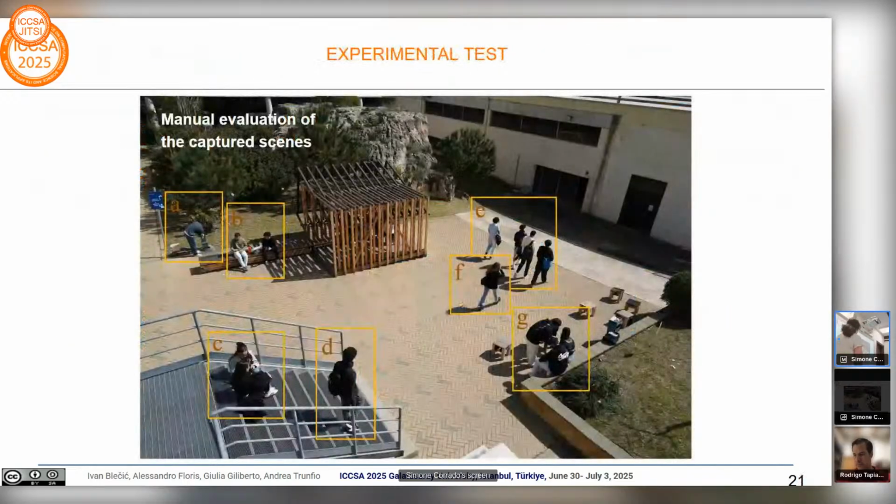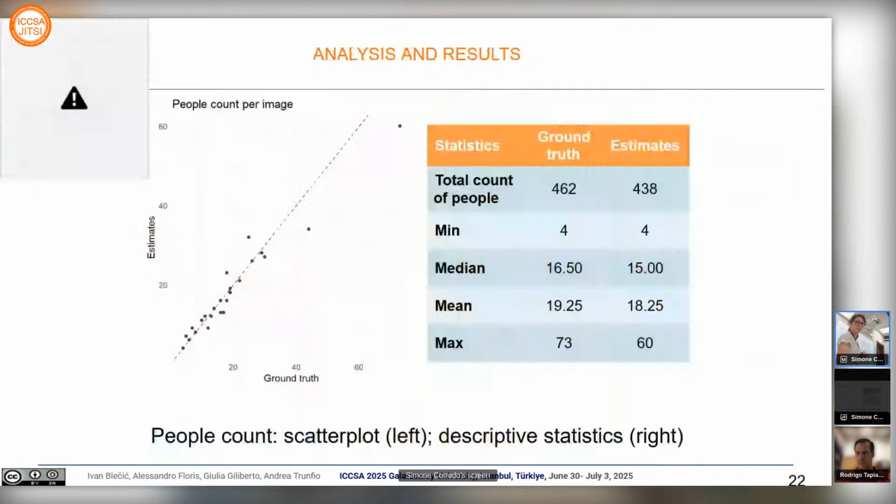This is an example of manual evaluation. This is a photo that we analyzed, and we have 7 social configurations in this picture. For example, in configuration B, we have a man, an adult. He is walking, so the activity level is moderate, and he's upright, and he is alone, so it's a solitary activity.